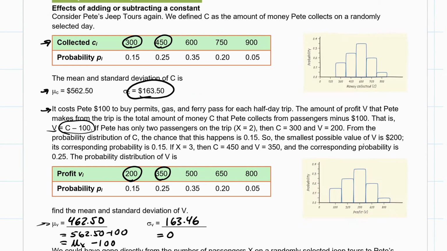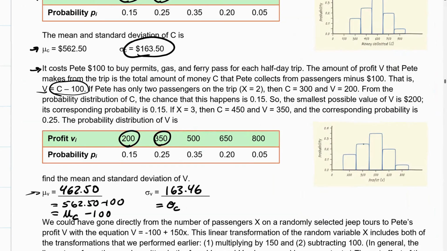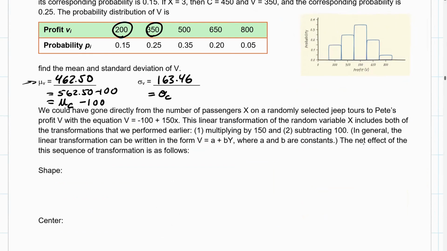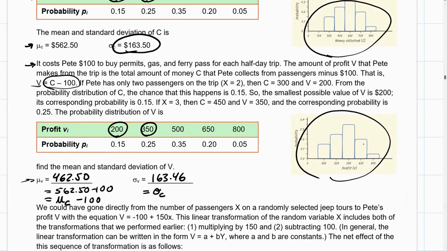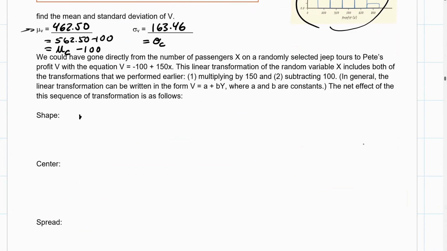Could we say that the standard deviation, sorry, I put X here, this really should be C, is just that manipulation? Oh, it's just that adding or subtracting $100 had no effect on the standard deviation. What about the shape? Here's the old shape. Here's the new shape. They look the same. So no effect on shape, but the new center looks like the old center minus 100.